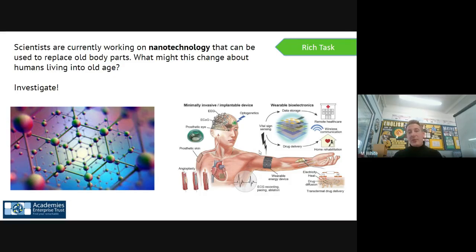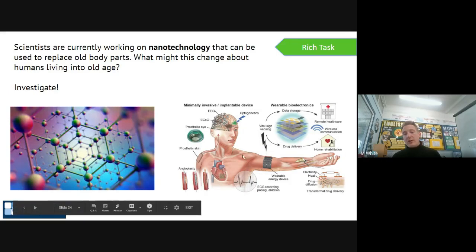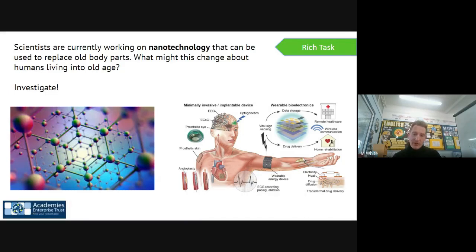Okay, so here's some different versions of nanotechnology and how they work in the human body. So just doing a bit of research about that and thinking about this question: what might this change about humans living into old age? Okay. And that brings us to the end of the session. Lots and lots of different tasks there.